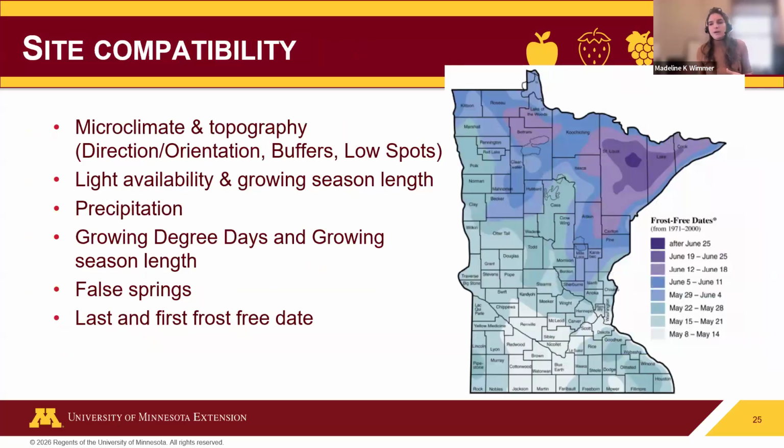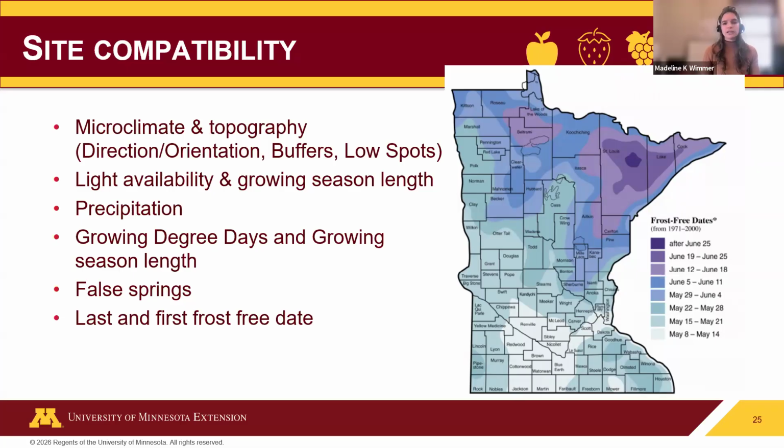And then other things to think about with site compatibility: thinking about what your actual site is as compared to what your region trends are like. Thinking about light availability and the length of your growing season. So when is the last frost date of spring and the first frost date of fall? There are potentials for false springs that can happen, where you get warm-ups late in the winter or early spring, and then all of a sudden you get a cold snap and you're getting crop loss due to that. So a lot of things to think about.